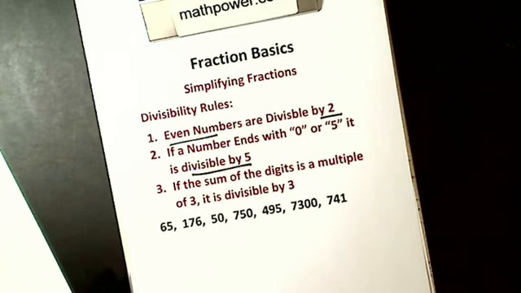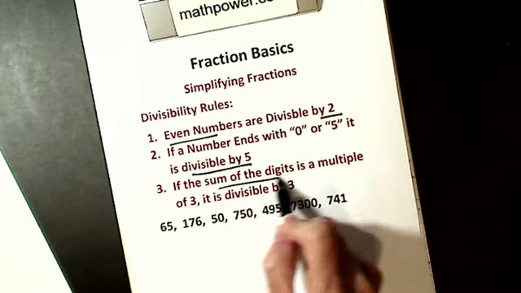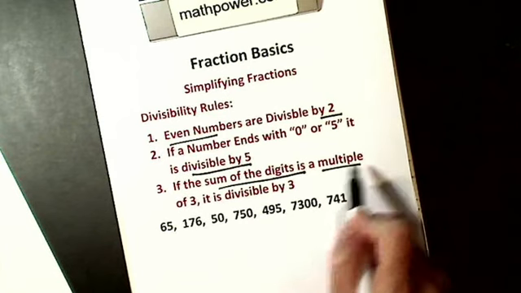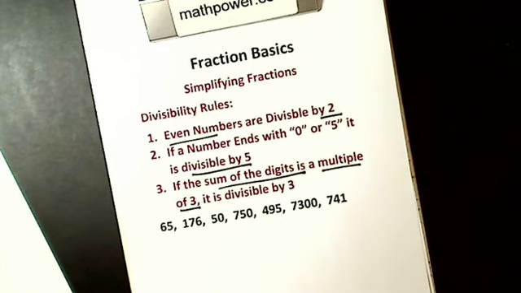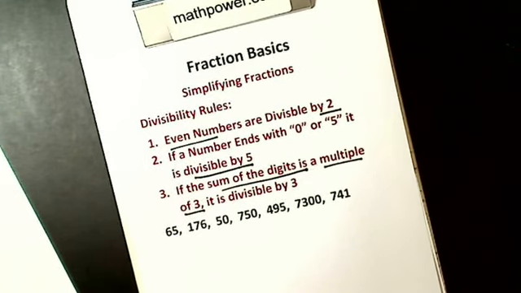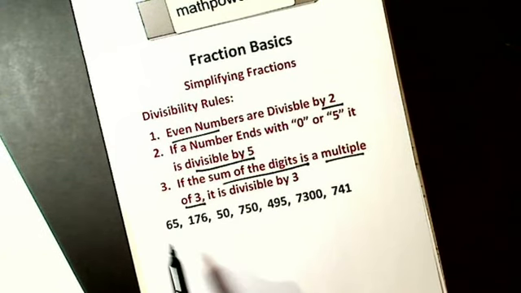One you might not know. If the sum of the digits is a multiple of 3, it's divisible by 3. Multiple means in your multiplication tables. So now, let's see. I look at 65.